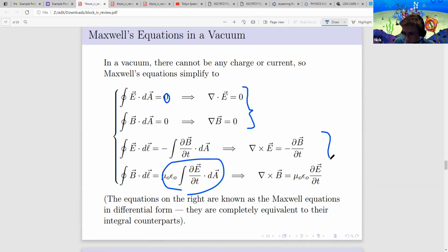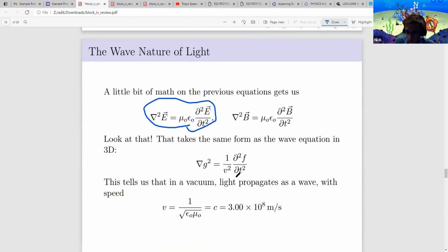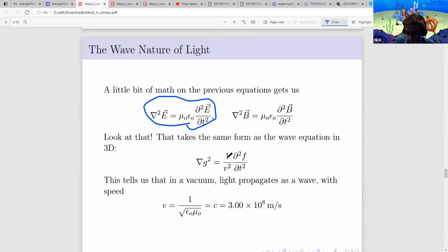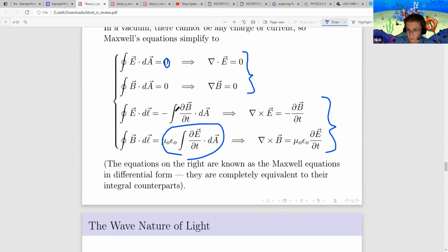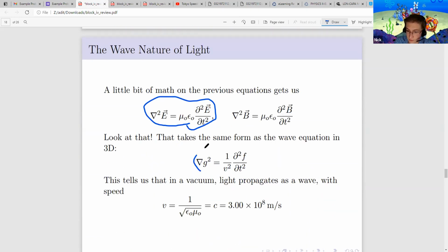Those are known as the differential forms of Maxwell's equations, but they're important in that I can apply mathematical operations on those to get to these equations. The math is not tricky, but involved. So I'm happy to go through it with anyone if you want, but it's beyond the scope of Phys 2. But what's cool is that for both electric fields and magnetic fields, if I do some mathematical manipulation on Maxwell's equations in a vacuum, I'm going to get the same form as the wave equation.